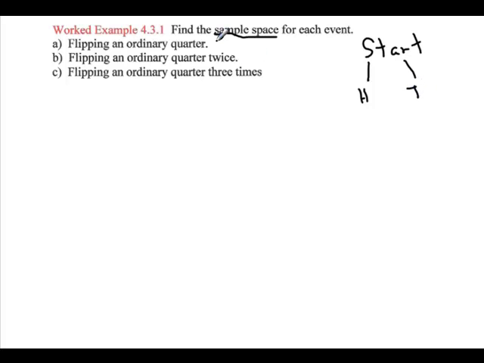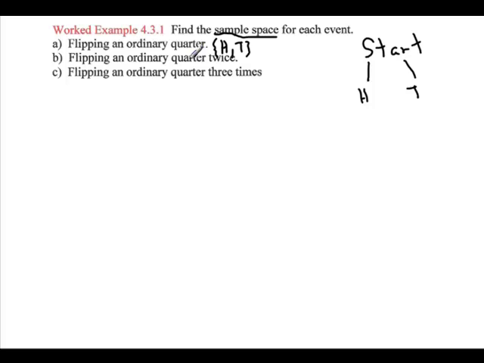Our sample space, it's written with these little squigglies. You might have seen them in algebra before, and it just means the set. The set with one possibility H, the other T. That's our sample space, list of all possible outcomes.